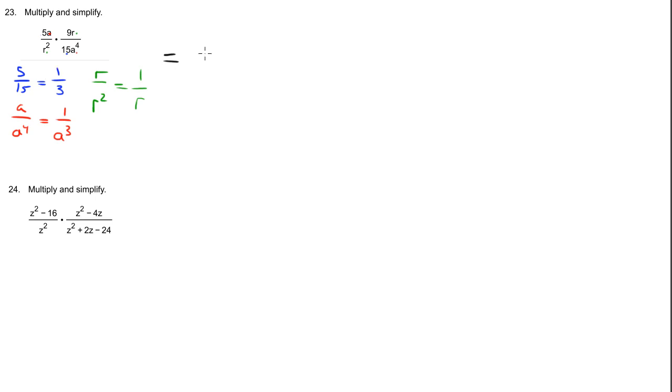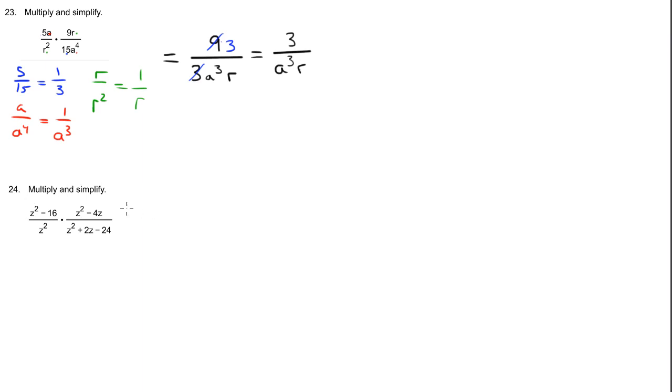We've got 1/3, so 3a cubed and r. And then, we've got 9 up in the numerator, right? We didn't do anything with that. Well, the 3 and the 9 reduce. So this whole thing becomes 3 divided by a cubed r. Great. 24. Multiply and simplify.